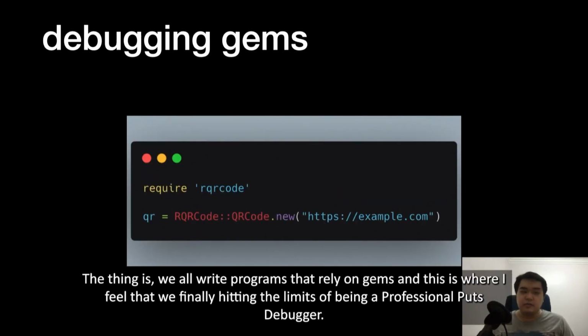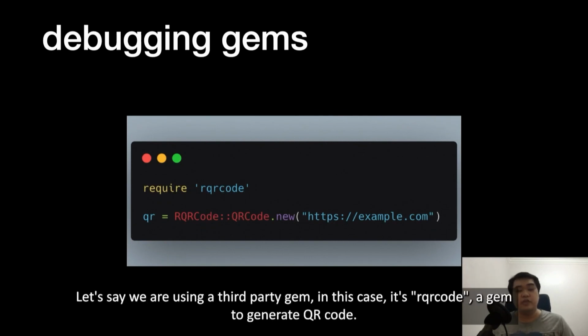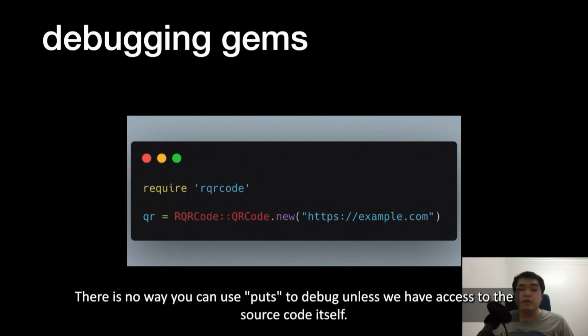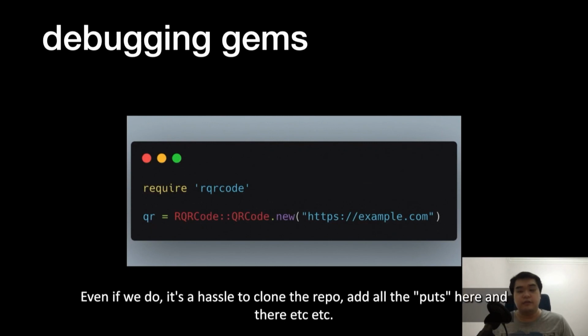The thing is, we all write programs that rely on gems, and this is where I feel that we're finally hitting the limits of being a professional puts debugger. Let's say we're using a third-party gem. In this case, it's RQRCode, a gem to generate QR codes. There's no way you can use puts to debug unless we have access to the source code itself. Even if we do, it's a hassle to clone the repo, add all the puts here and there, etc.